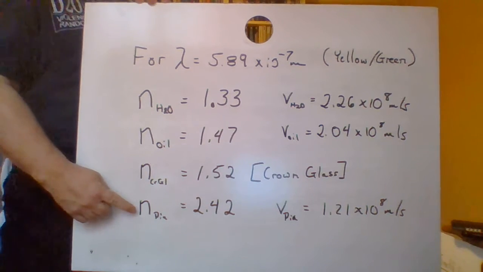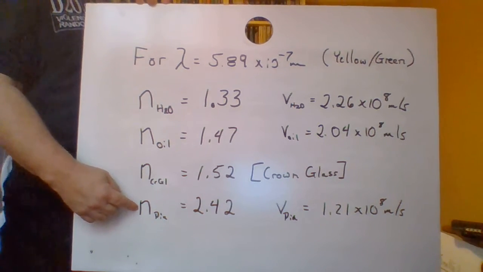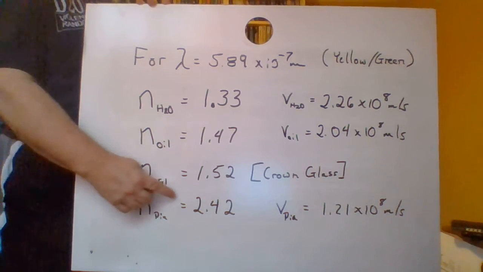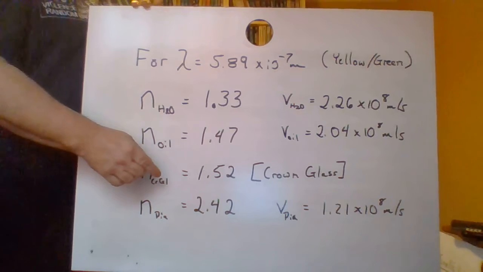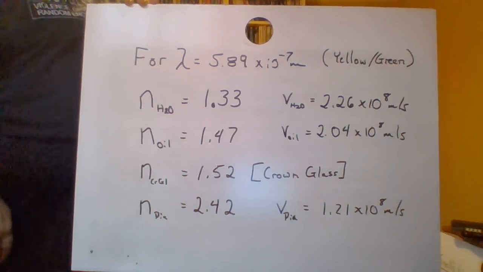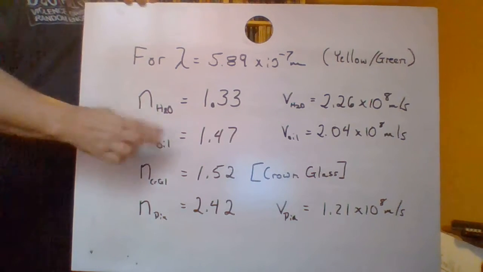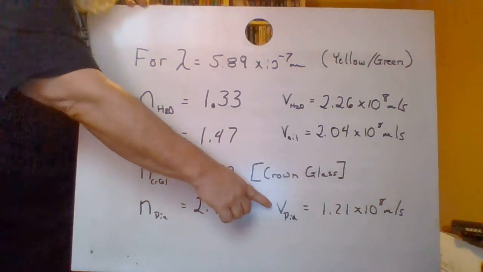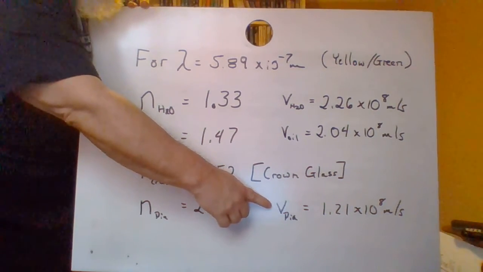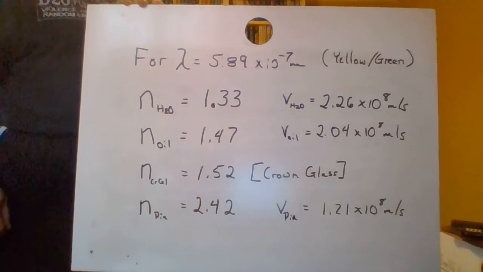Diamond. Diamond is a transparent material that has one of the slowest speeds of light through it. The speed of light in a vacuum is 2.42 times that in diamond. In other words, 142% faster in a vacuum than it is in the diamond. So if you use that equation, the absolute index of refraction of diamond is 2.42. So the speed of light in a diamond is only 121 million meters per second. Yeah, million meters per second.